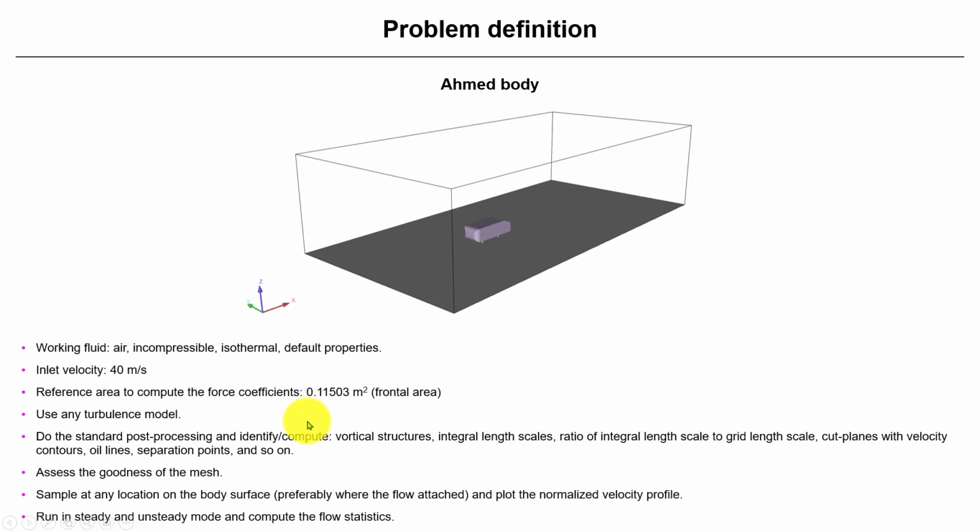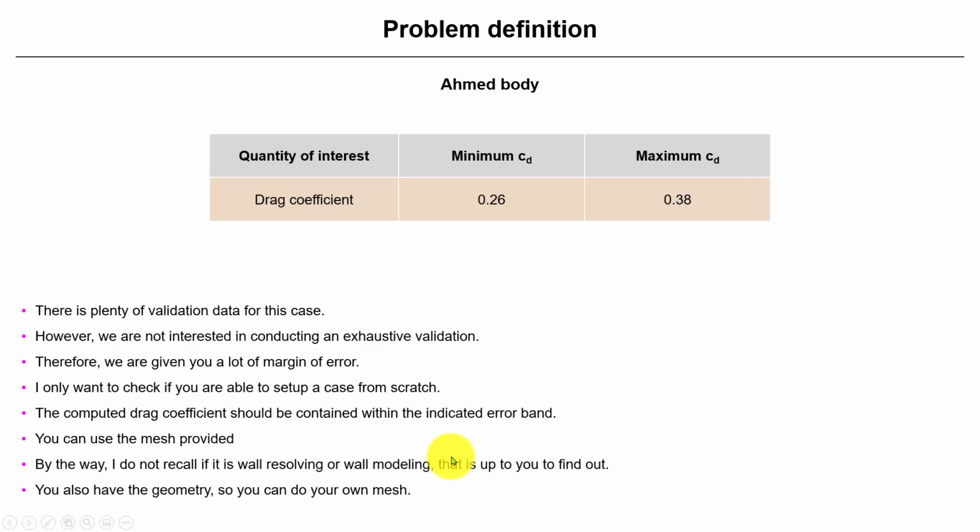Then also, when you try to assess the goodness of the mesh, if you are going to do your own mesh, try to do different meshes and see how things change according to the mesh. By the way, the mesh that we're giving is a wall modeling mesh. You can go ahead and use a wall resolving mesh. Also try to do some sampling, okay, at any location on the surface or in the domain, just to plot normalized velocity. And you can run steady or unsteady, okay? But remember that you need to compute your statistics.